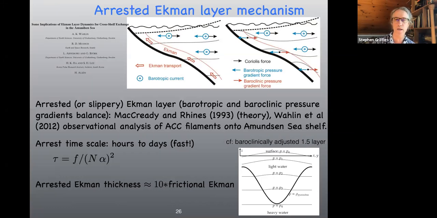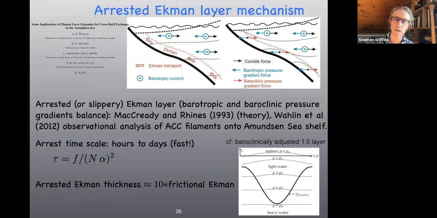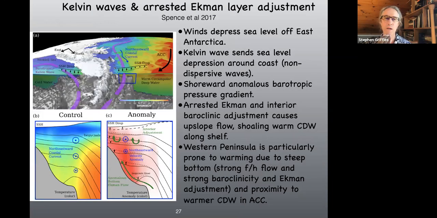When we started looking at waves going around the continental slope, we started seeing patterns of temperature, not quite as dramatic as this, but warming patterns that were stationary around the western side of Antarctica. And we started to wonder, how can a linear wave, a Kelvin wave or a coastal trapped wave, which is mostly linear, lead to something that's stationary, because the waves are moving around the coast all the time? And so what we were seeing, and we interpreted it as, an arrested Ekman layer response to change in wind patterns.